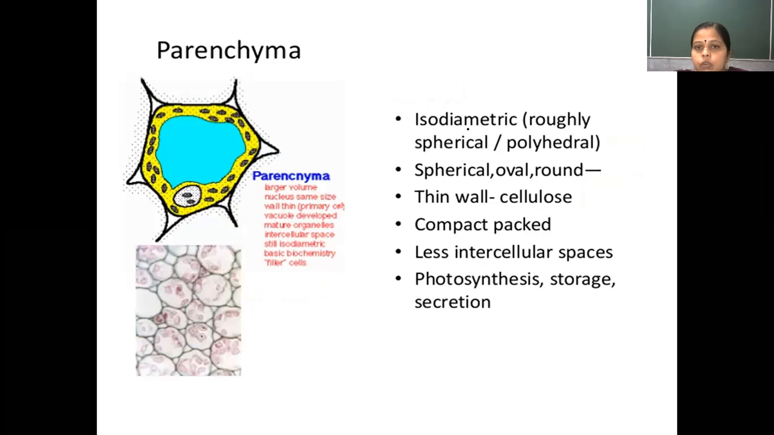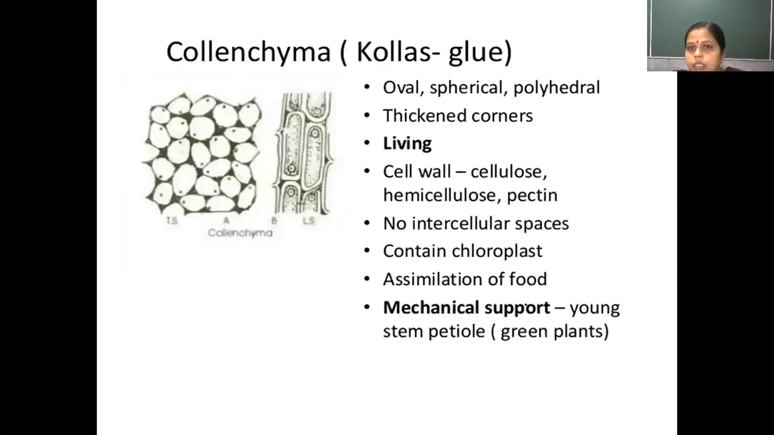These cells are isodiametric, spherical or polyhedral, spherical or oval in shape. The cell wall is made up of cellulose, compactly packed, with few or no intercellular spaces. The main functions are photosynthesis, storage, and circulation. These are called simple living tissue because the cells found in this tissue are all living.